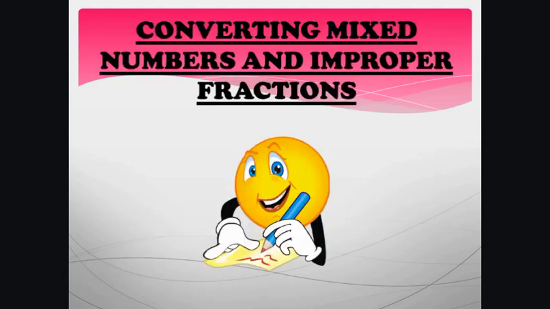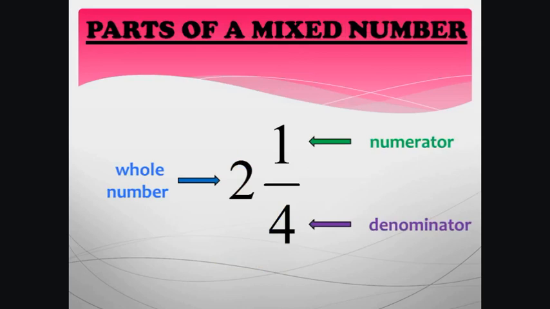Let's go ahead and first review how we convert mixed numbers into improper fractions because it's going to be a huge part of what we do here. Now, parts of a mixed number: here we have our whole number, we have our numerator, and we have our denominator. And we're going to need to be able to convert that mixed number into an improper fraction.